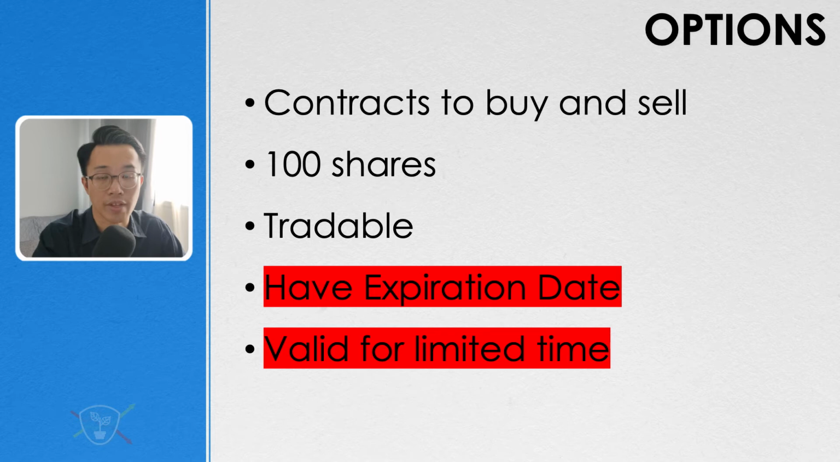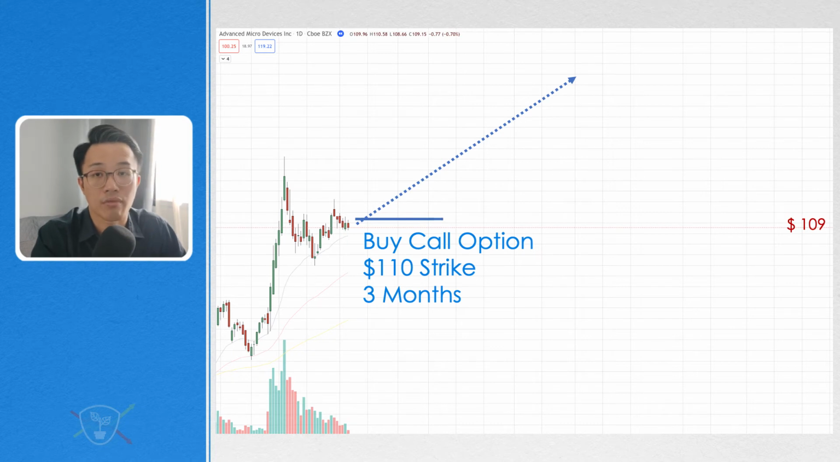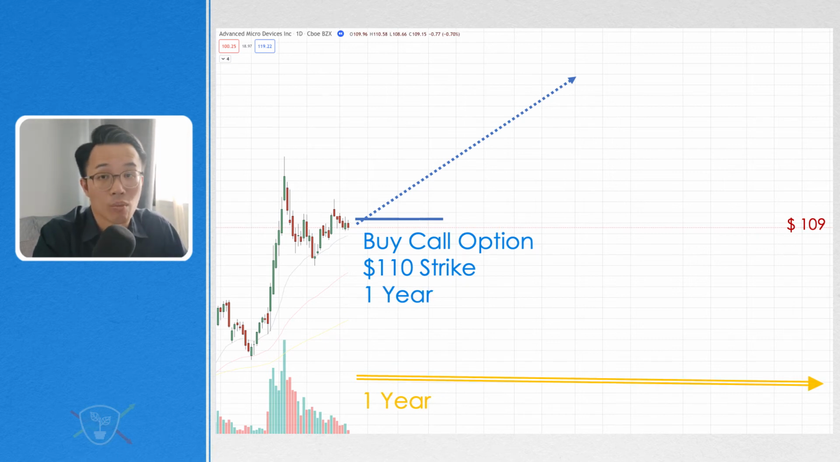Option contracts have an expiration date. There is a limited amount of time. If I think the share price of AMD is going to increase, if let's say I buy the call option that has 3 months to expiration, I have 3 months to be correct. If I buy the option that has 1 week to expiration, I only have 1 week to be correct. If I buy 1 year to expiration, I have a whole year for my thesis to be correct. So the more time I have to be correct, the more expensive the option is going to be.